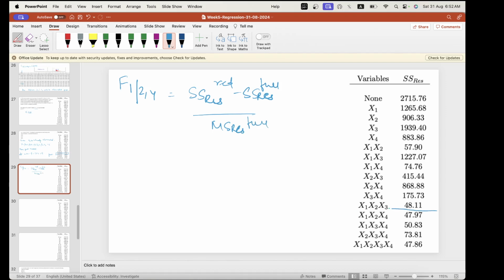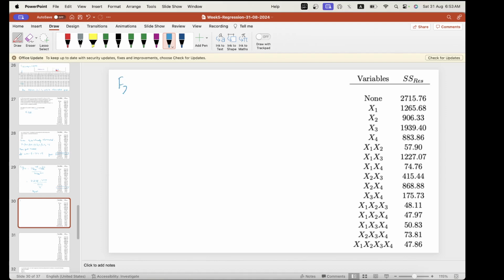So at this step, full model is this one and DF is 9. So this would be SS residual reduced, where 1 is set to 0. So we'll have x2, x4. This is 868.88 minus 47.97 by 47.97 divided by 9. So this would be 154.017, let's say.